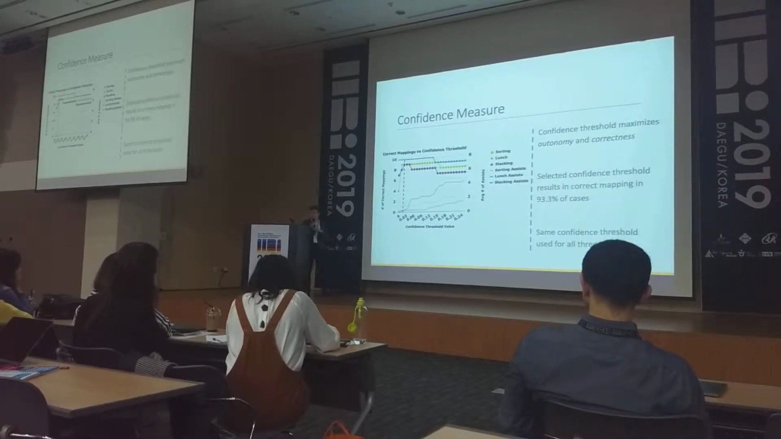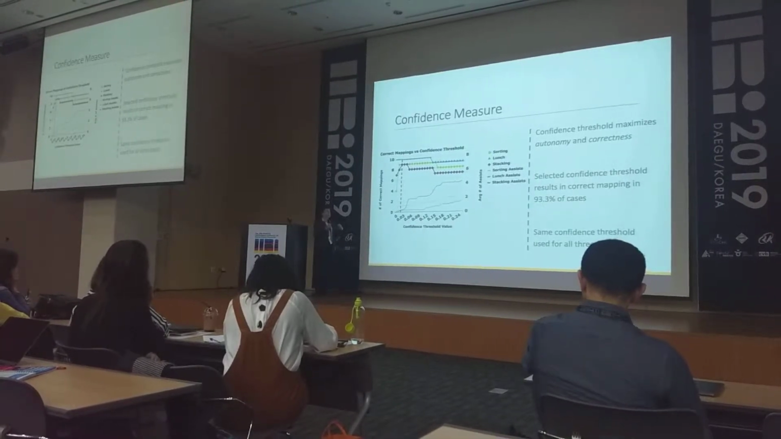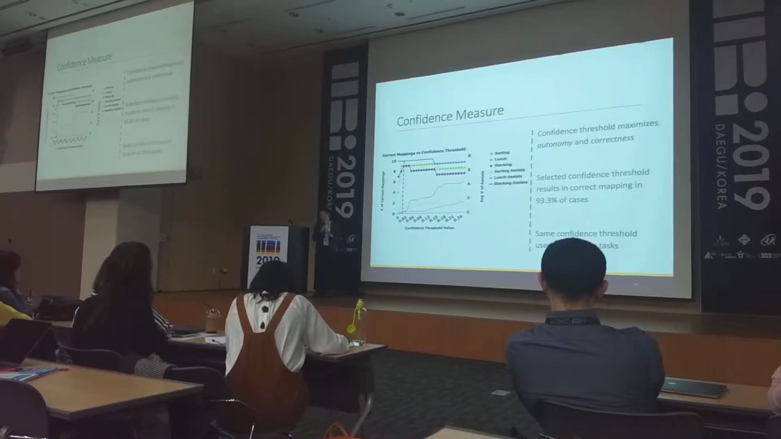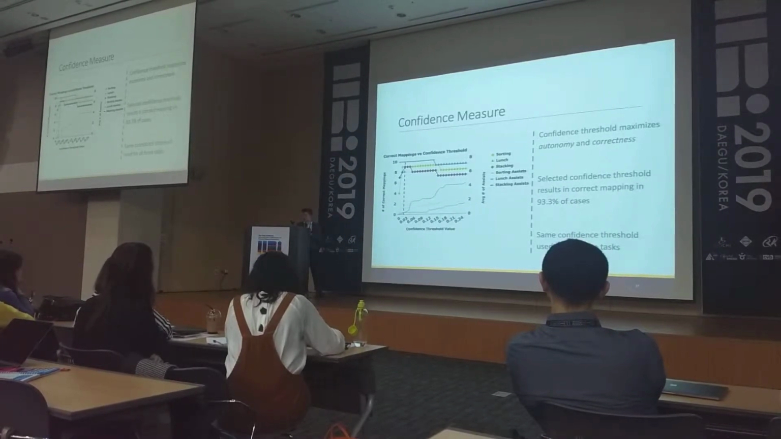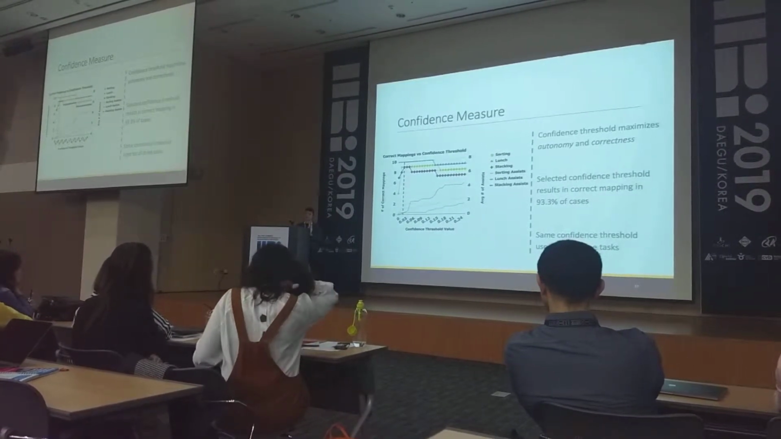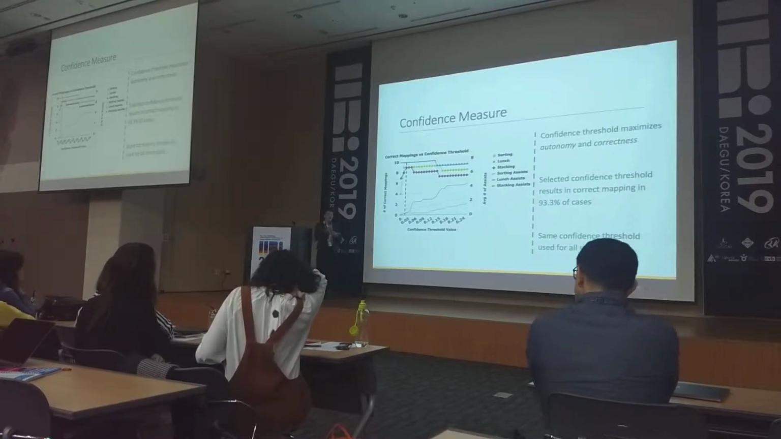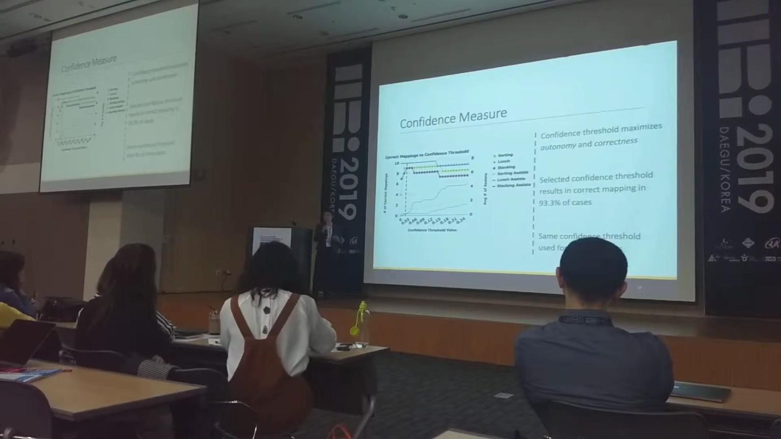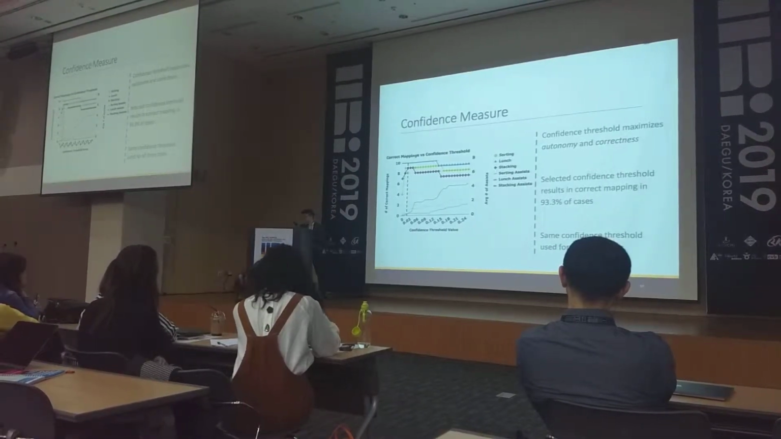What we found is that with this selected confidence threshold, this resulted in correct mappings in 93% of cases with our user study. In our evaluation, we were able to use the same confidence threshold across all three tasks, but more evaluation will be needed to see how well this generalizes or if it's based on a particular feature of the task.